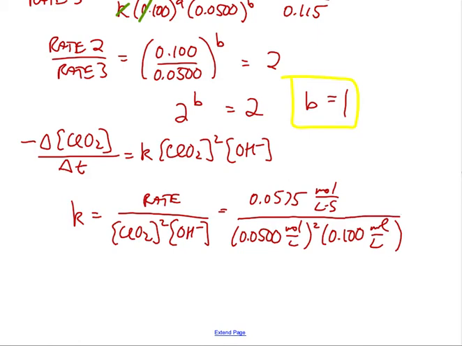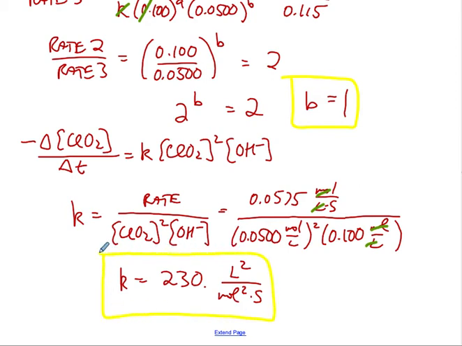I can see that one of the moles per liter is going to cancel, but I'm still going to have moles squared per liter squared in the denominator. So when I calculate my value, I get K equals 230 liters squared per mole squared per second, which we said in the previous video is the unit on a third order rate constant. Okay, how is this a third order reaction? Simply look back up at our rate law. This reaction is second order with respect to chlorine dioxide, first order with respect to hydroxide, third order overall.